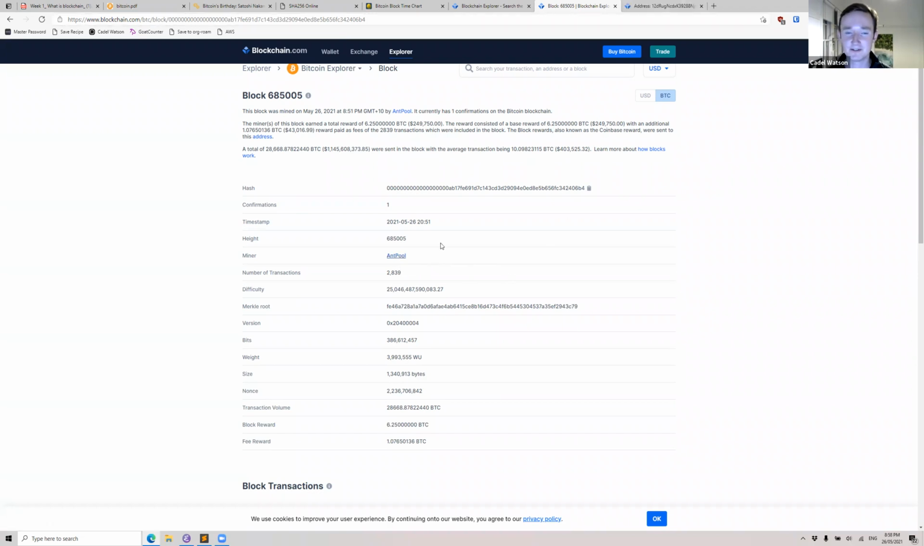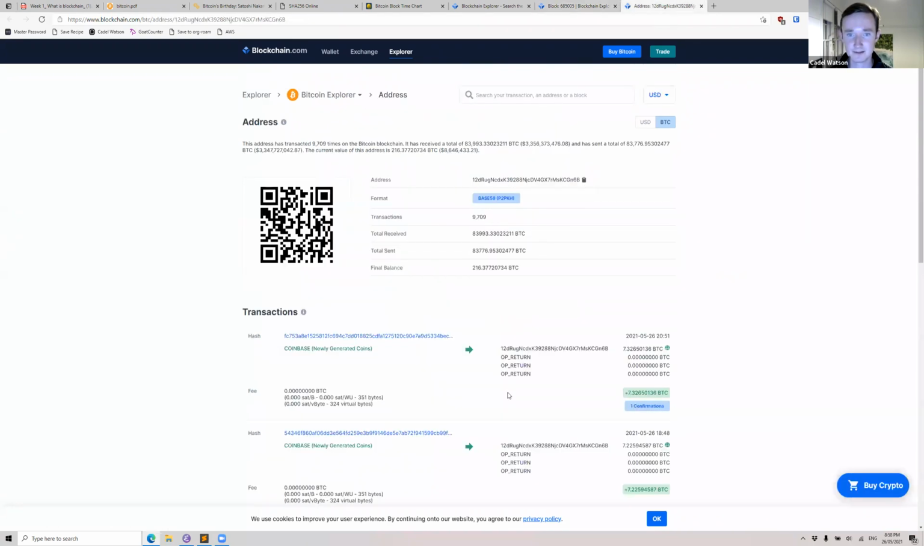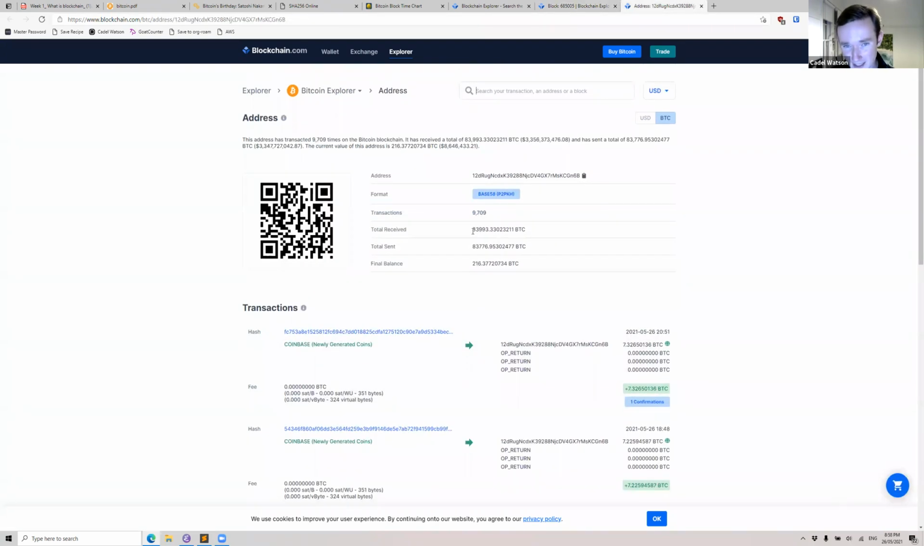And you can also see on this block explorer that Ant Pool has in total made 43,000 Bitcoin. Its final balance is 216 Bitcoin. So almost all of the Bitcoin that it's earned through mining has been transferred to the people in the pool, to the users in the pool.